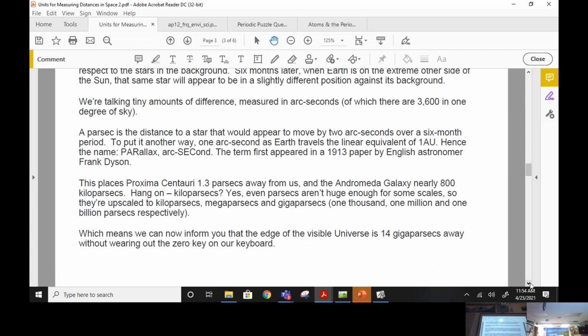And the Andromeda Galaxy is about 800 kiloparsecs. Hang on, kiloparsecs? Yes, even parsecs aren't huge enough for some scales, so they're upscaled to kiloparsecs, megaparsecs, and gigaparsecs, which will be 1,000, 1,000,000, or 1,000,000,000 parsecs, respectively. Which means we can now inform you that the edge of the visible universe is just 14 gigaparsecs away, without wearing out the 0 key on our keyboard.